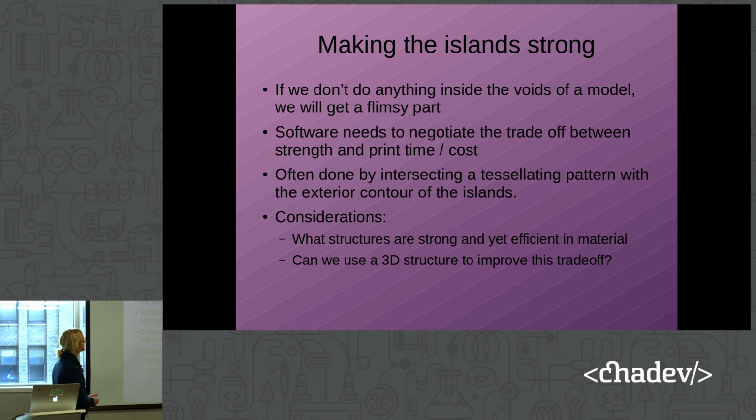After that, we need to make the islands actually filled with something so that you don't just have these tiny, flimsy parts. So what we do is take a tessellated pattern and repeat it over the space of this island. Then you can intersect the island with all the segments constructing this tessellated pattern, and that gives you what we call an infill pattern. There are a lot of things to consider in this infill stage, and the primary one that I've identified is negotiating the trade-off between strength and the actual print time and material cost to produce something.